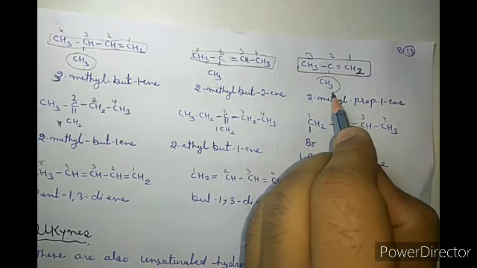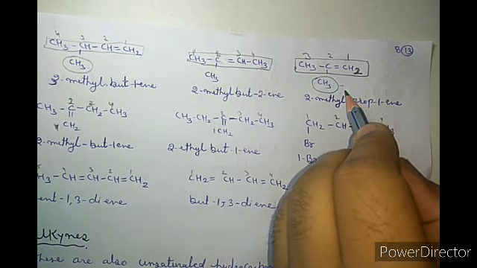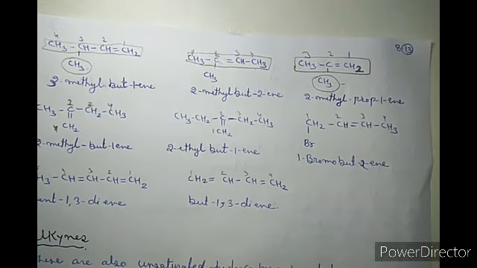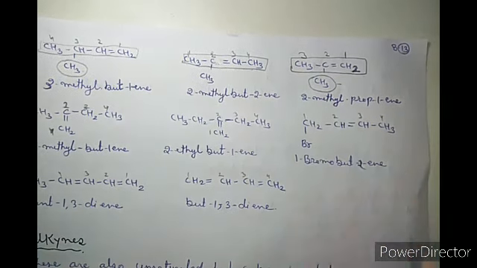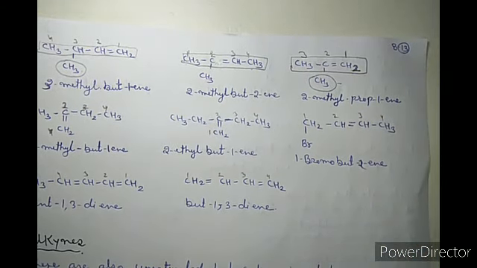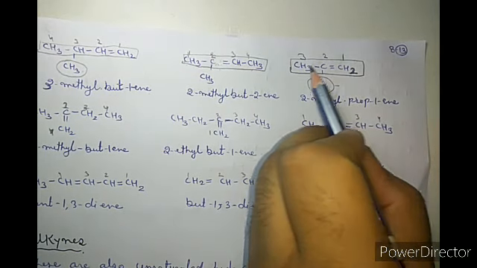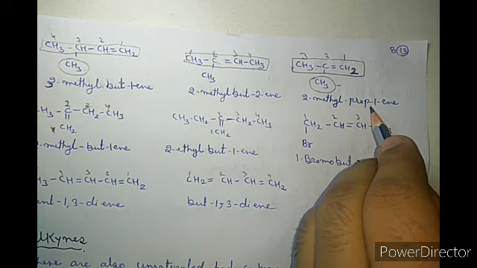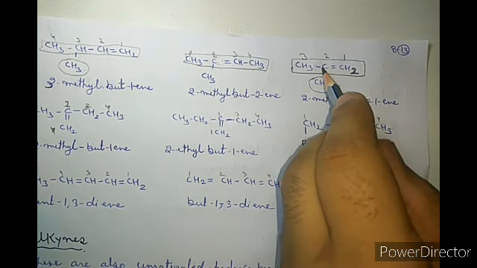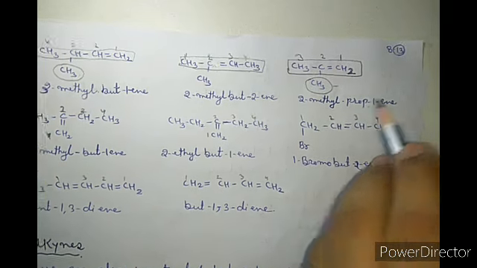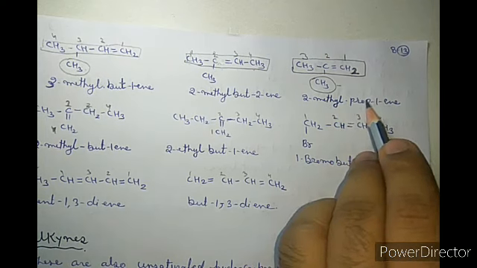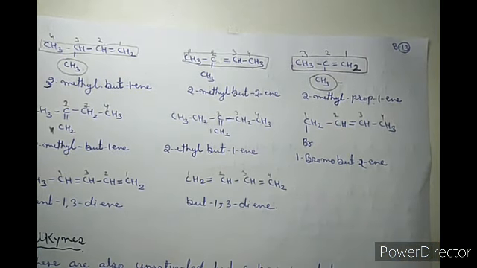Now the substituent at the second carbon is methyl, so it is 2-methyl. How many carbons? 3, so that is prop. The double bond is present on the first number, so that is 1-ene. So the name becomes 2-methyl prop 1-ene. Got it?